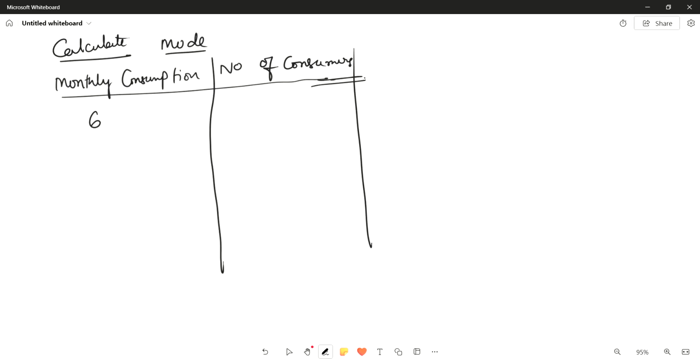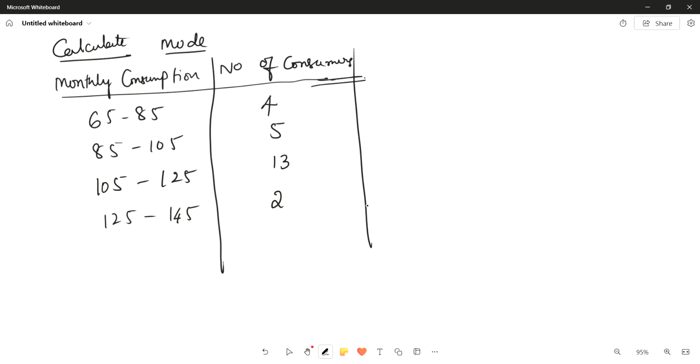So here 65 to 85, it is 4. Now 85 to 105, it is 5. 105 to 125, 13. 125 to 145, it is 20. 145 to 165, 14. Now 165 to 185, 8. 185 to 205, it is 4.